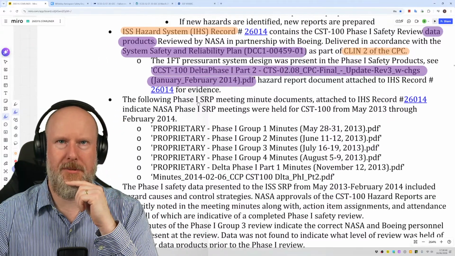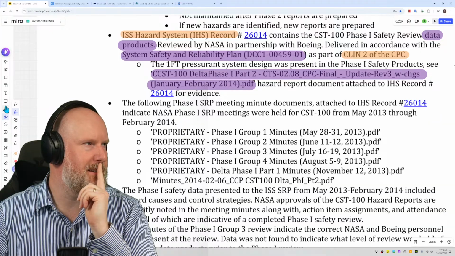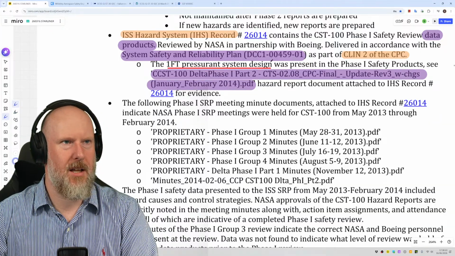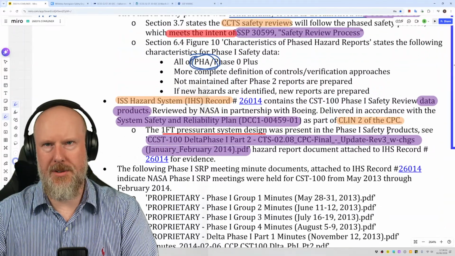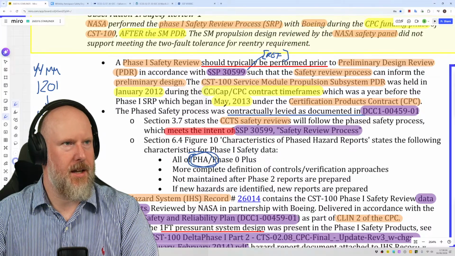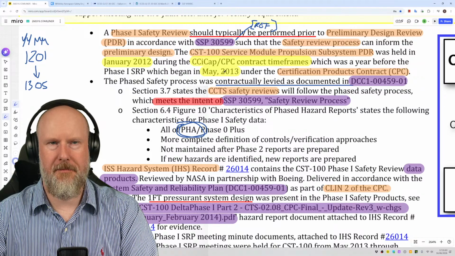Right, so the following Phase 1 SRP. The thing, hang on a minute, let's just talk about that a little bit more. So this one, fault tolerant system design, was present in the Phase 1 safety products. And those Phase 1 safety products were dealt with a year after the PDR.